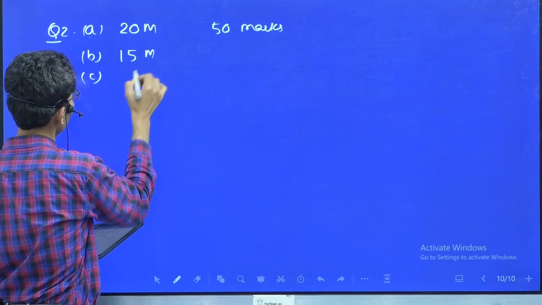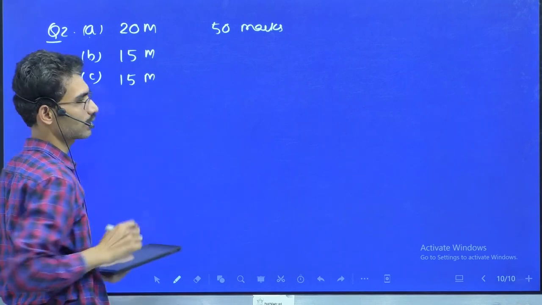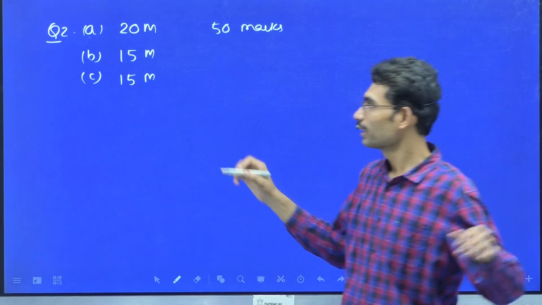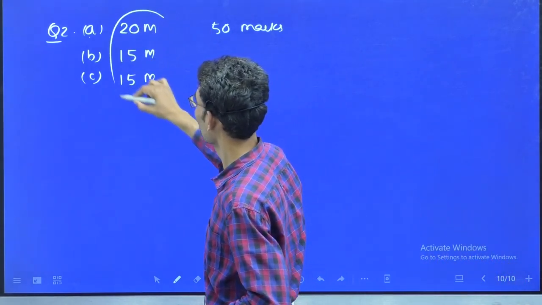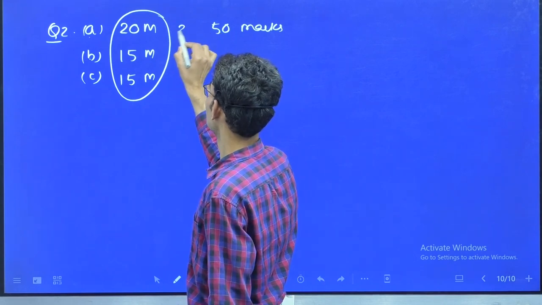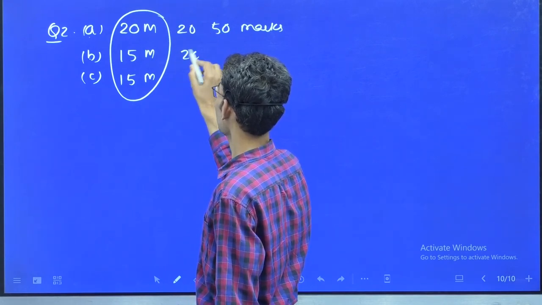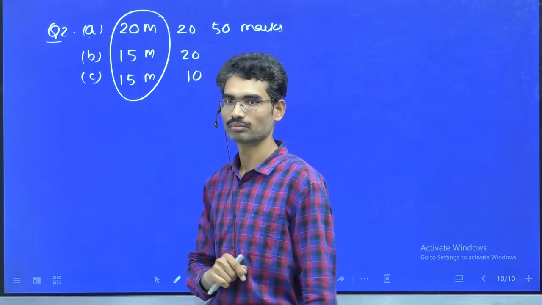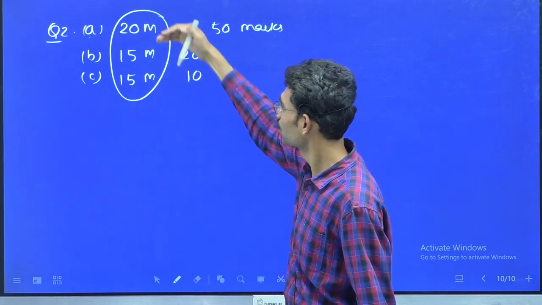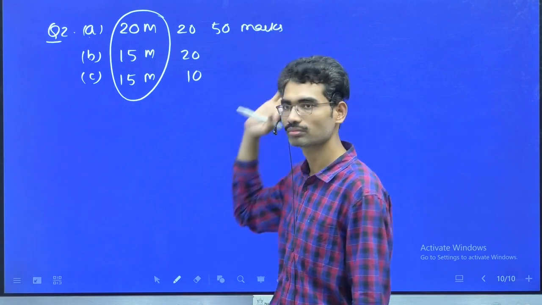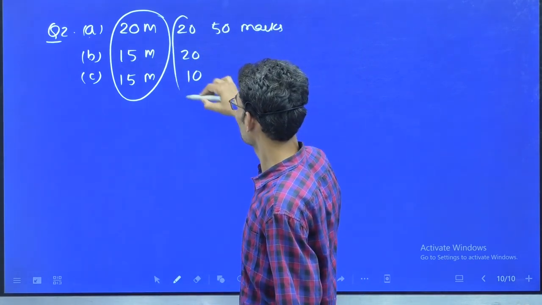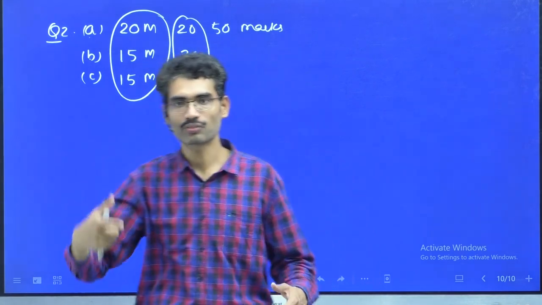B, 15 marks, and C, 15 marks. This may change. This division may change. It can become 20, 20, 10. So 20, 20, 40 plus 10, 50. Or 20, 15, 15. So it can change. It is up to UPSC, so always be careful.